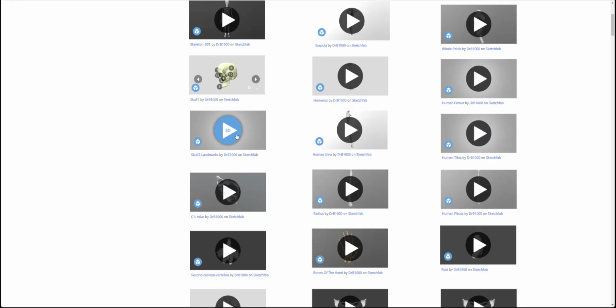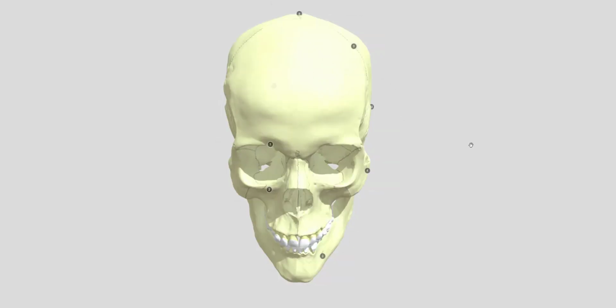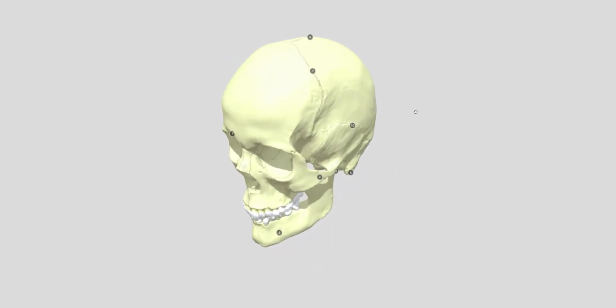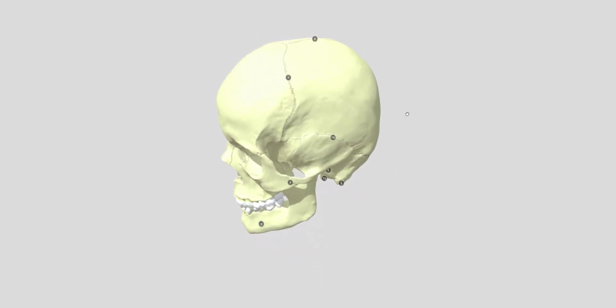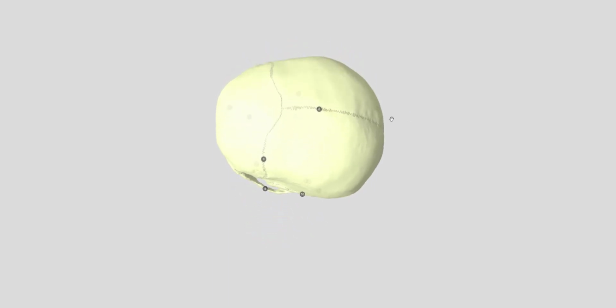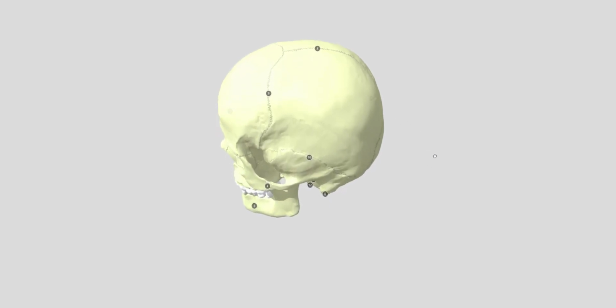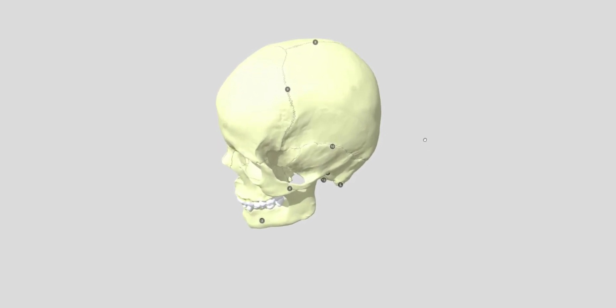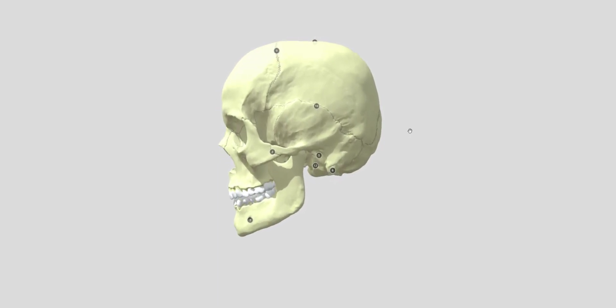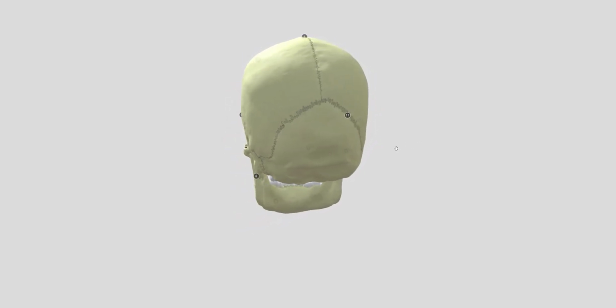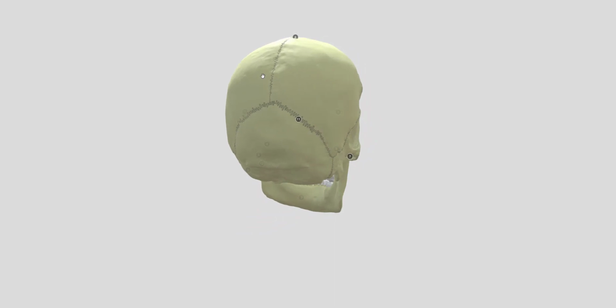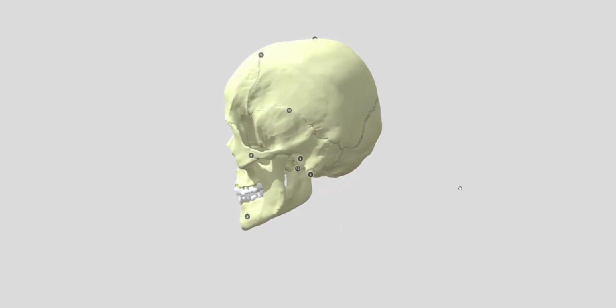Okay, so let's use a different one. Let's go to the second skull one, skull 2. Let's let that load. Okay, there are some different landmarks here. There are some of the sutures that are labeled. So we have the sagittal suture, which goes down the middle of the skull and separates the two parietal bones. We also have the coronal suture, that's this one right here. And then we have the squamosal suture that separates the parietal and temporal bones. And in the back, we have the lambdoidal suture that separates the parietal bones from the occipital bone.